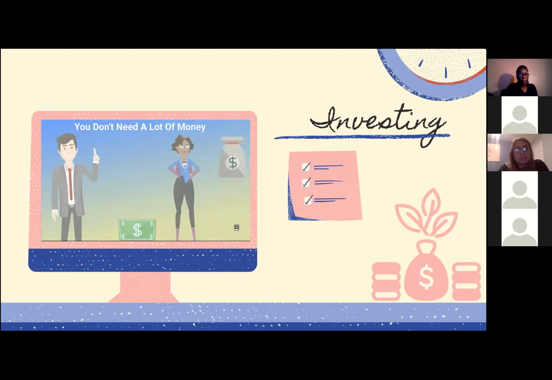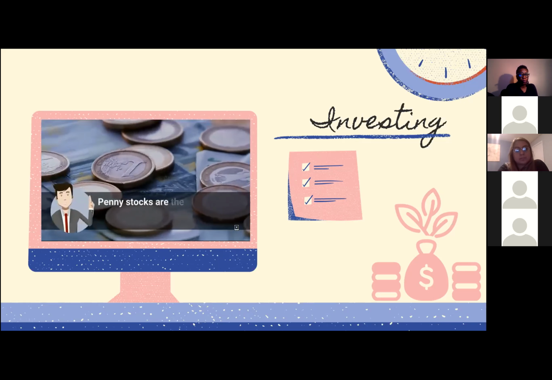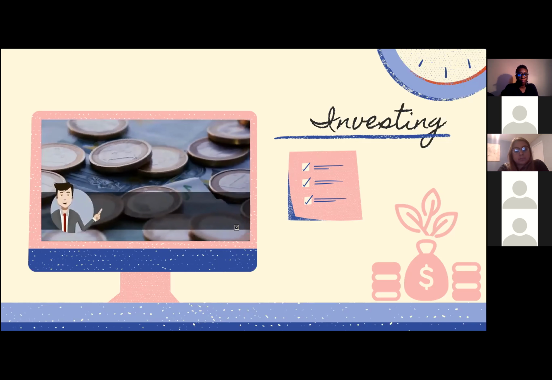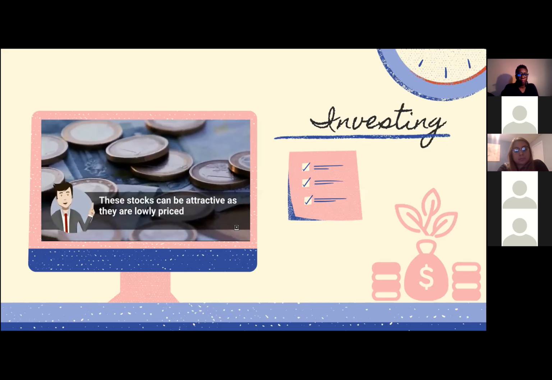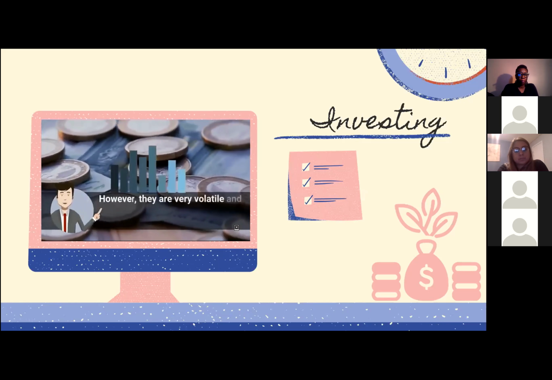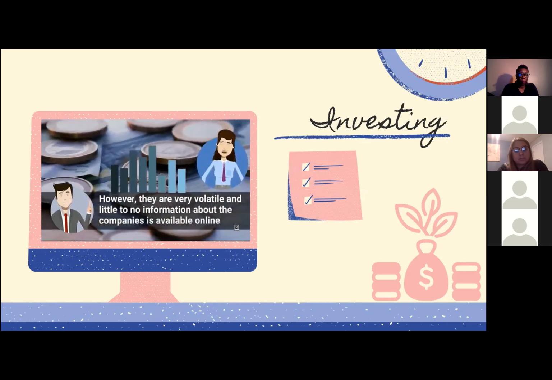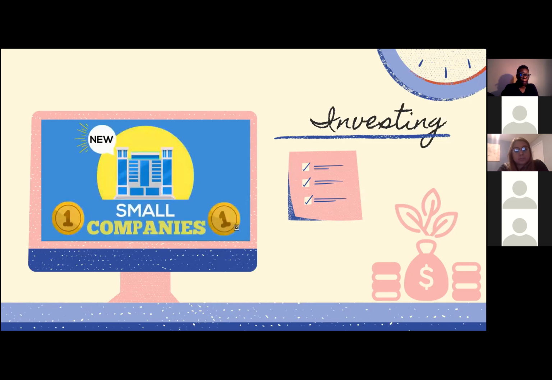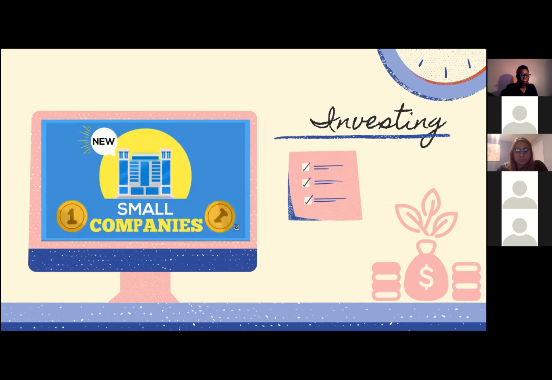As you invest, ensure you avoid penny stocks. Penny stocks are the stocks of companies that are valued under $5. These stocks can be attractive as they are lowly priced. However, they are very volatile, and little to no information about the companies is available online. Most penny stocks are for small companies that are relatively new in the public sphere.